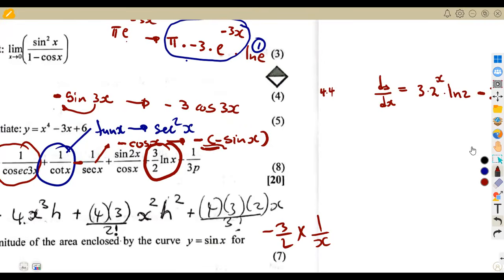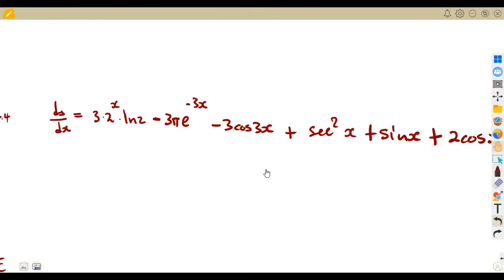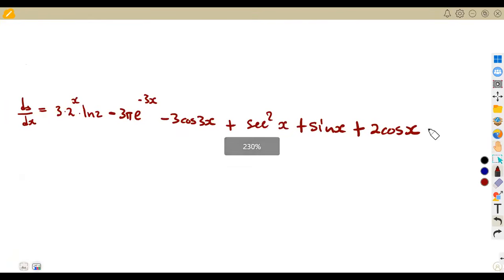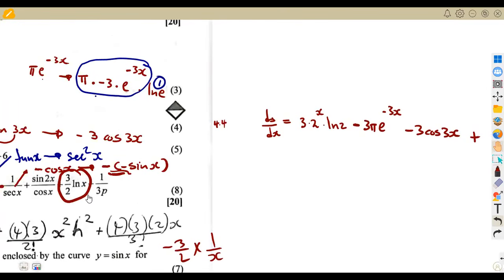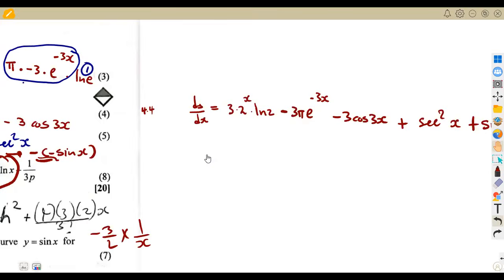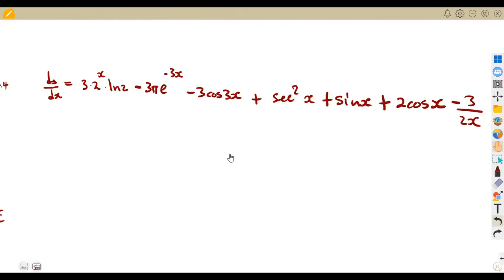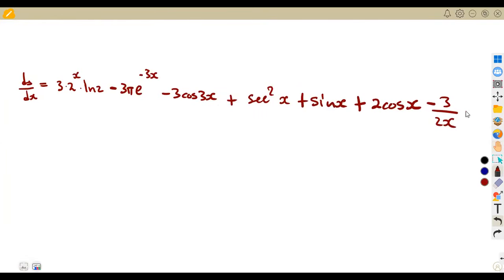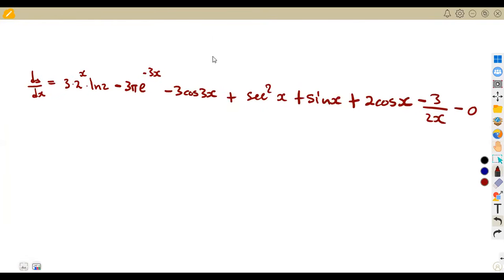So this will give us minus 3 over 2x. All right. Then the last one is minus 1 over 3p. So there we do not have x, it's just a constant, and you know that the derivative of a constant is equal to 0. So that was going to be minus 0 in that case.